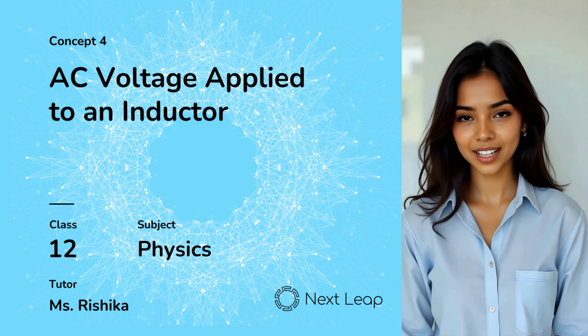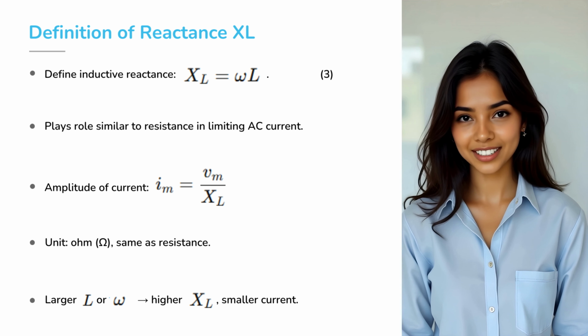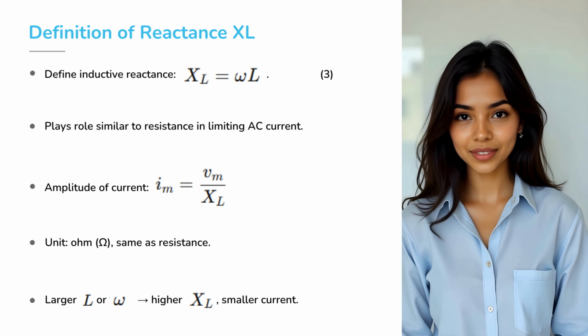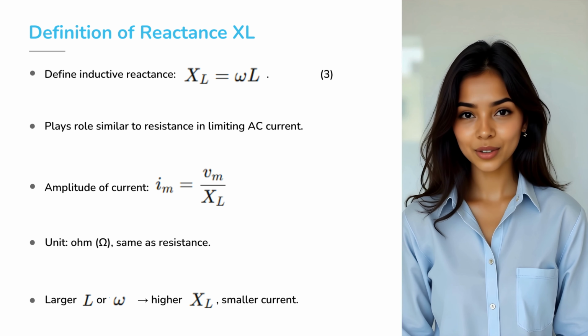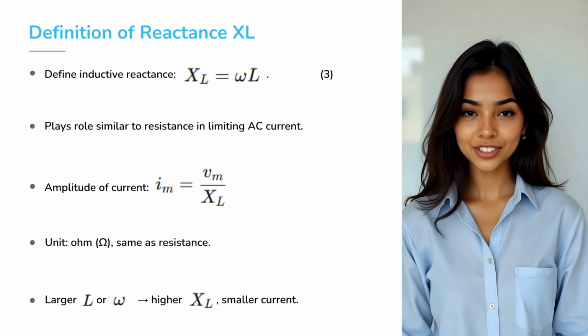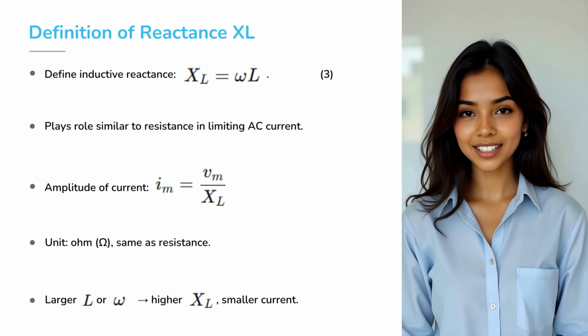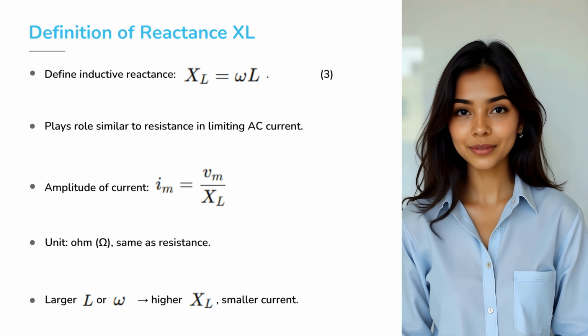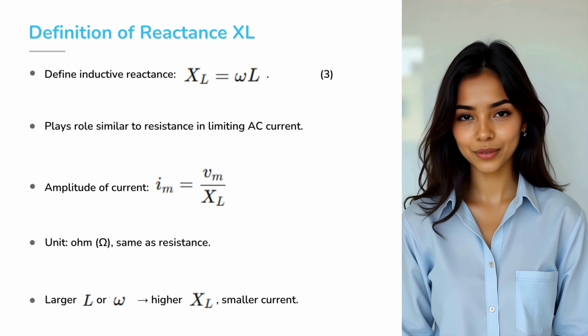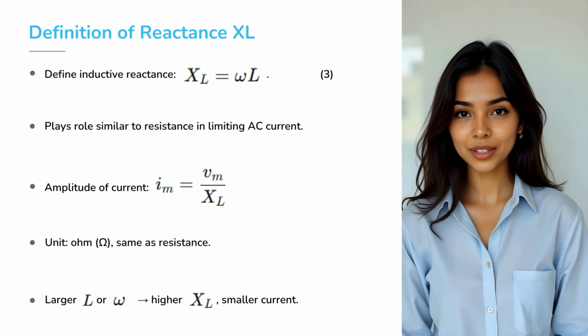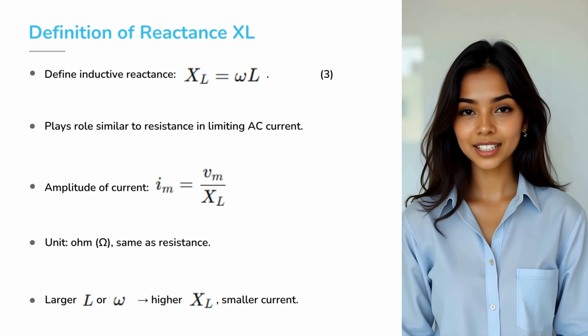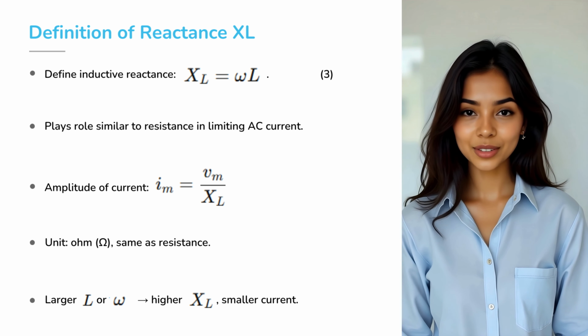Students, now that we know how current behaves in a pure inductor, let's define a very important concept, inductive reactance. We write it as XL equals omega L. Here, omega is the angular frequency of the AC source and L is the inductance of the coil. This reactance XL plays the same role in AC circuits that resistance plays in DC circuits. It limits how much current can flow. From this, the amplitude of current comes out as Im equals Vm divided by XL.